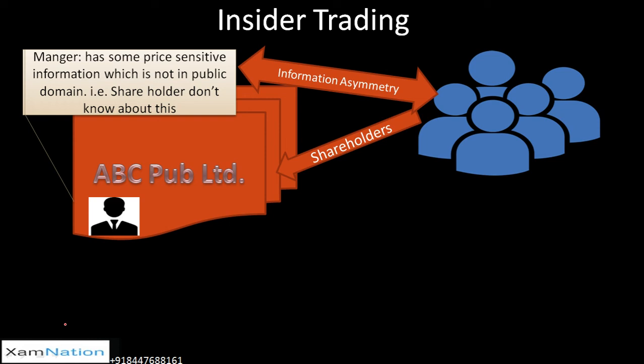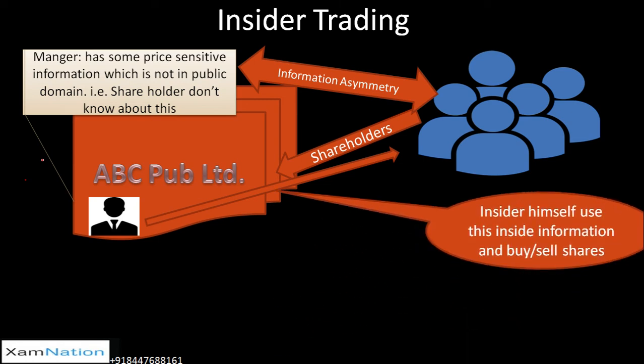Now, what would happen in that case? If this person uses this information to gain an advantage, for example, based on the information the manager has, if that information comes into the public domain, then the price of the share will increase. So this person will buy the shares. The insider himself uses this insider information to buy or sell shares, because the manager also knows about the financials of the company, that is, its profit and loss for the year.